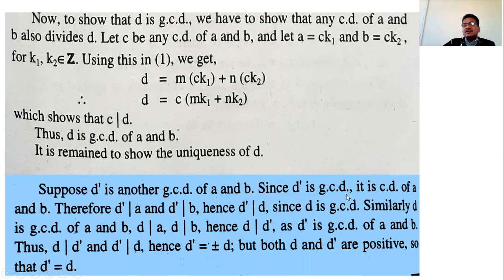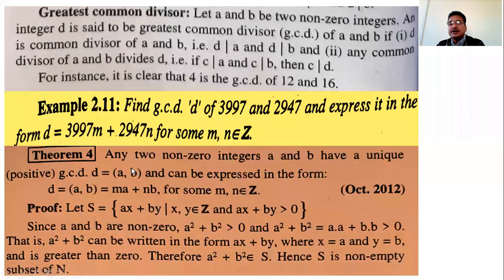And as D dash is a greatest common divisor, it is a common divisor of A and B. That is, D dash divides A as well as D dash divides B. But D is the greatest common divisor, and that's why we use the second condition of the greatest common divisor. What is the second condition? That is, if there is another common divisor of A and B, suppose C divides A and C divides B, then C divides D.